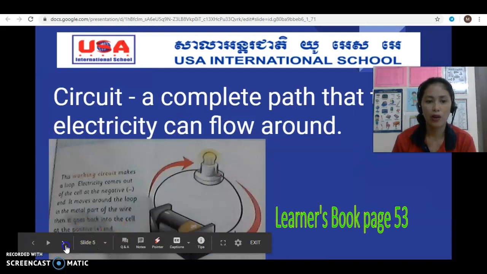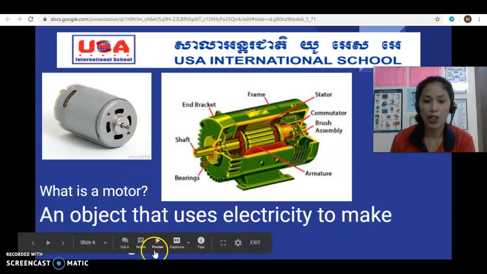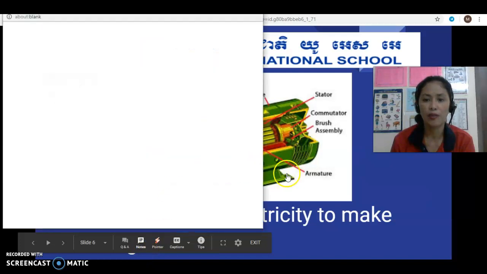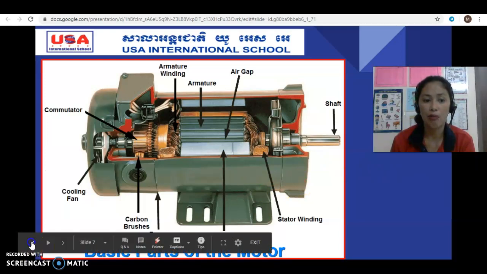Okay, so now let's go to our next slide. So here, this is what a motor looks like. Again, one of our objectives today is we are going to understand what a motor is. So for motor, there are two words or clues that can help you remember what a motor is.